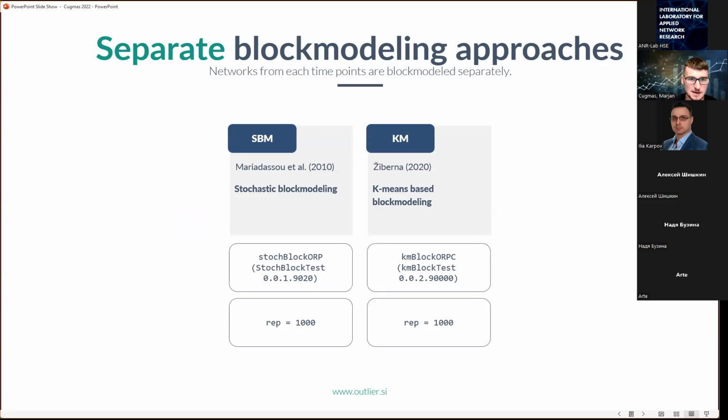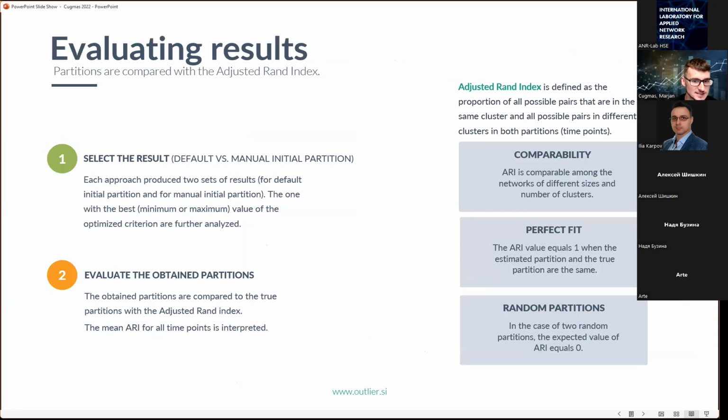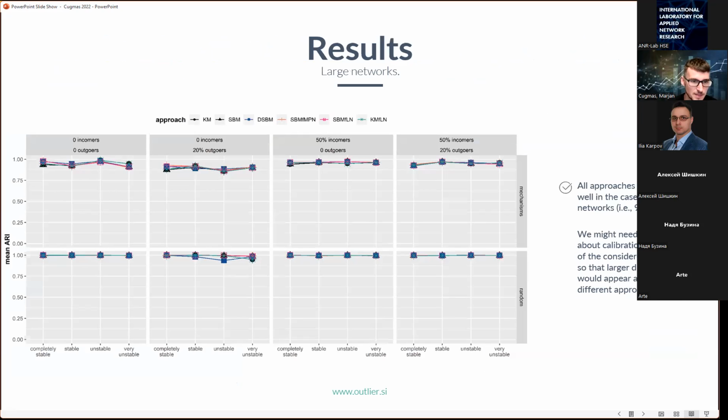Then we again apply these separate block modeling approaches, stochastic block modeling and k-means-based block modeling. And then we apply these now well-known temporal block modeling approaches. We did not use the one proposed by Hu and Hiro because it does not enable considering incomers and outgoers. So we have only four different block modeling approaches. We run them two times, first with default and then with manual initial partitions. And then we evaluated these results in the same way as in part 1 of my presentation. So we calculated ARI, where a higher value of ARI means better partitions. And here are the results.